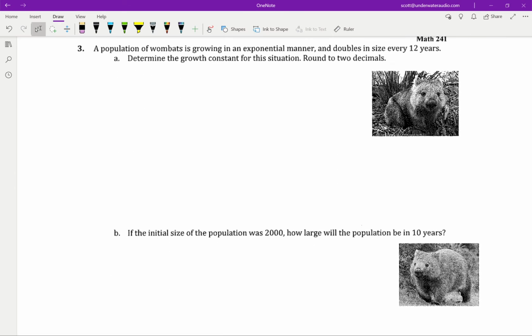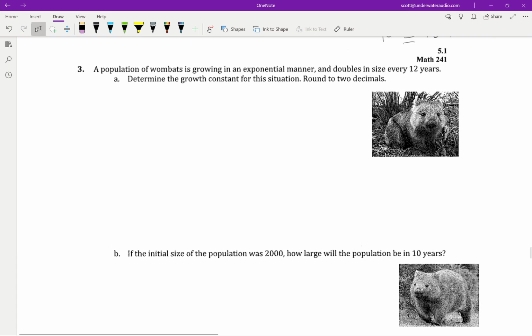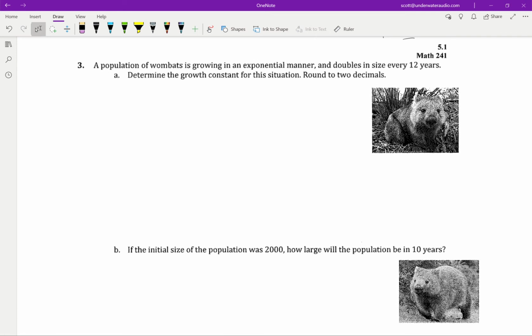Okay, a population of wombats is growing in an exponential manner and doubles in size every 12 years. Determine the growth constant for this situation, rounded to 2 decimals. The way I would approach this is, I'm noticing that it doesn't tell me what the initial amount of wombats is. So I'll just stick with C. P of t equals C e to the kt.